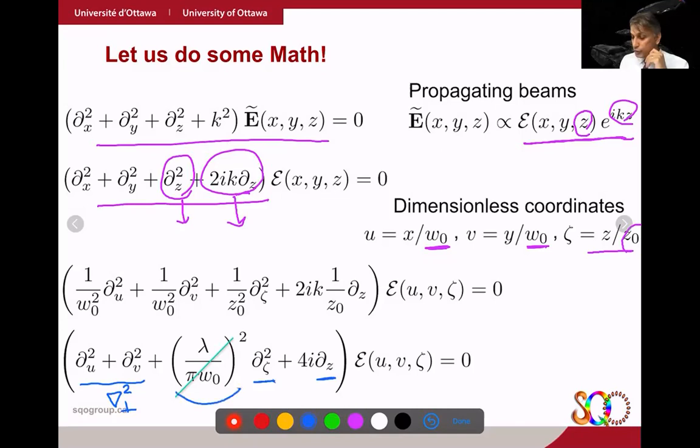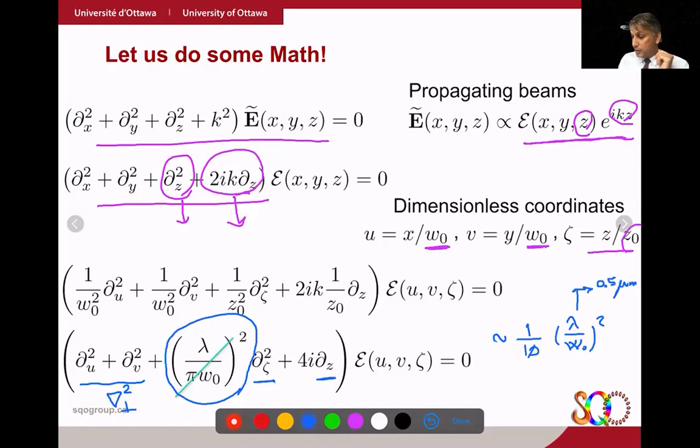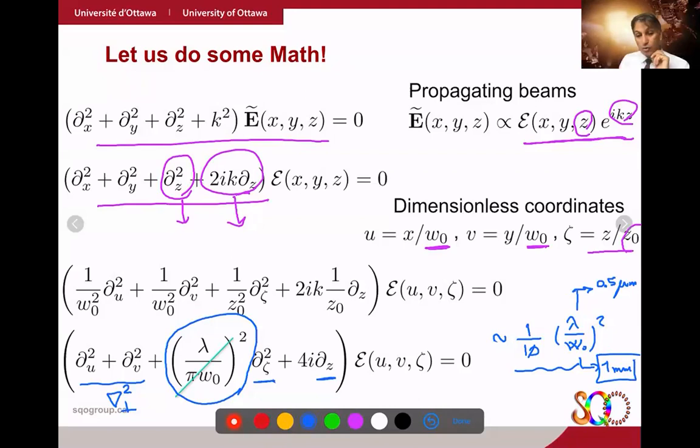However, the coefficient for the second derivative with respect to Z is given by lambda divided by pi W naught to the power of 2. So essentially this is roughly one tenth of lambda divided by W zero to the power of 2. Usually the wavelength of the light is about 0.5 micrometer, and the beam size we are dealing with is usually about 1 millimeter. You will see that this term is extremely small if the beam size is on the order of a millimeter.